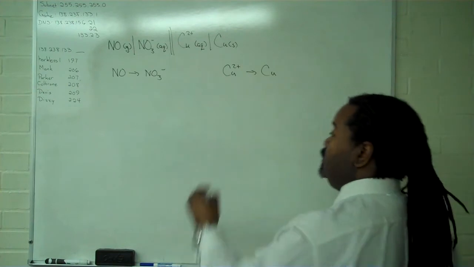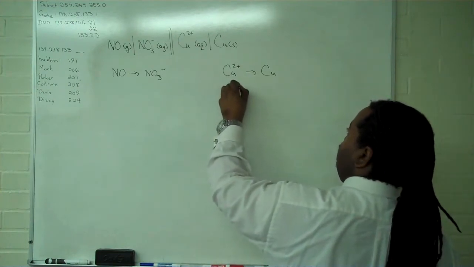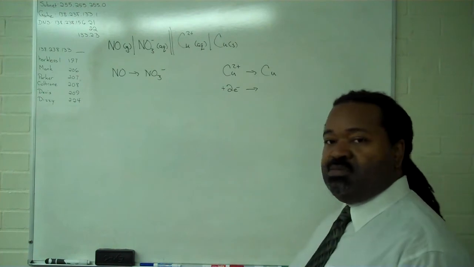In the case of copper, it's pretty straightforward. All we need are electrons. This balances both mass and charge.